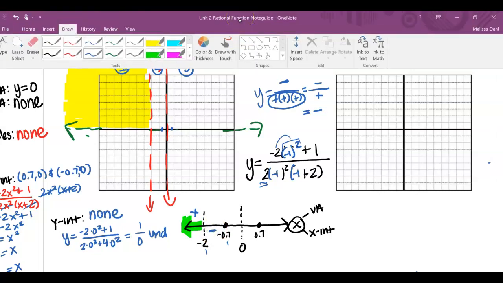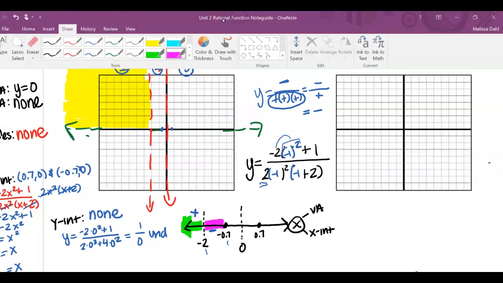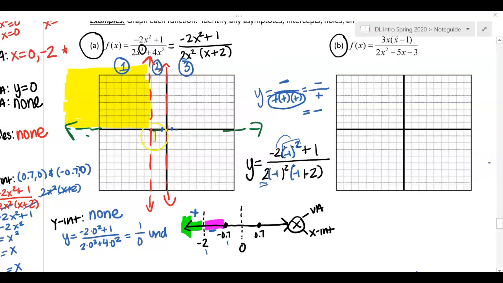That means for this portion, any x's you plug into the equation, you should get negative y's, which means when you go to graph this portion of the function, you should only be able to graph in this area. You can't come up here because we can't have positive y's there.